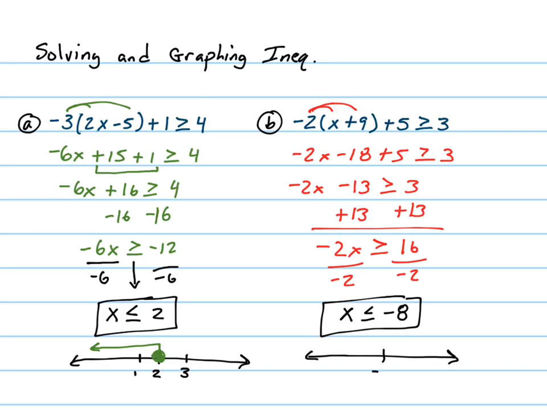In this case, we've got negative 8, negative 7, negative 9. And because it's the less than or equal to symbol, it's going to be a closed circle, and we're going towards negative 9, or to the left.